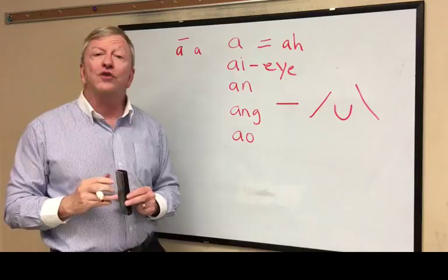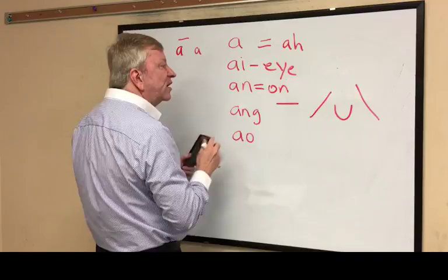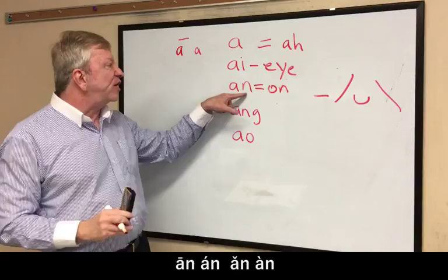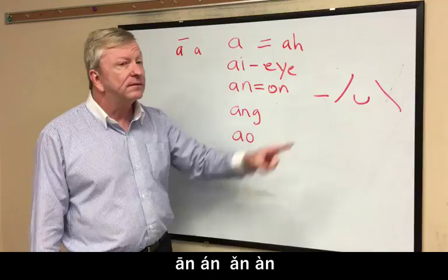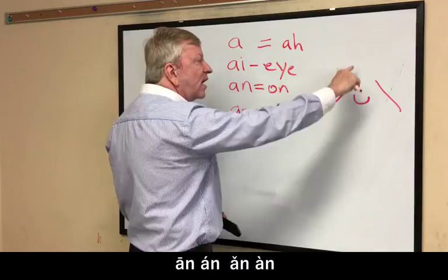The next word is the word an. In English, this looks like the word an, like I ate an orange for breakfast yesterday. But an in pinyin equals the English on, like on the top of the mountain. Let me write the tone marks up again as we practice this one. First tone, an. Second tone, an. Third tone, an. Fourth tone, an.